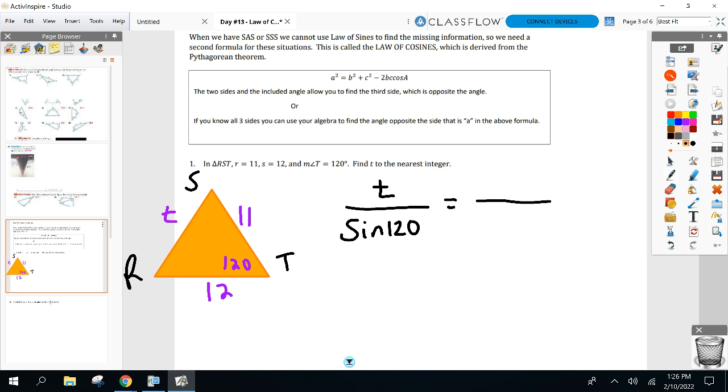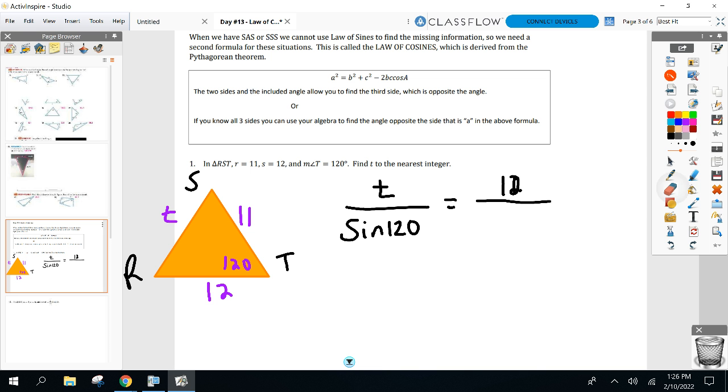Next, I'll take 11, another side. See the issue? I have nothing to put here. Nothing. And even if I put 12 here, I've got nothing to put here. So does everyone see why law of sines, I don't have enough information for law of sines. All good? I proved to you. We're all right? All right.